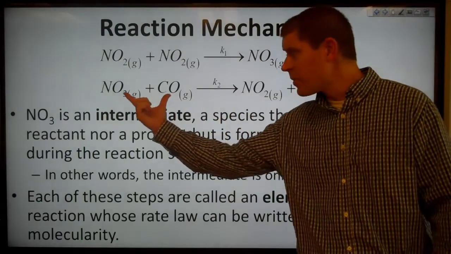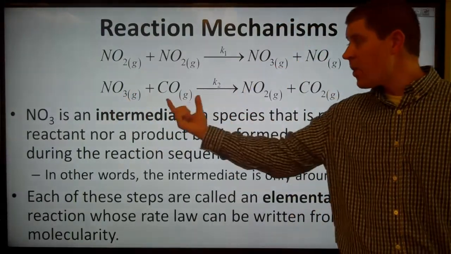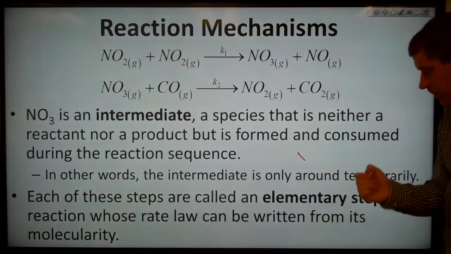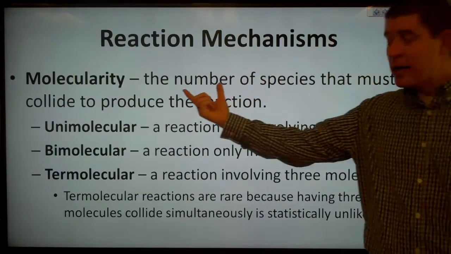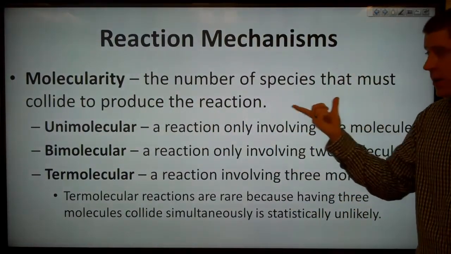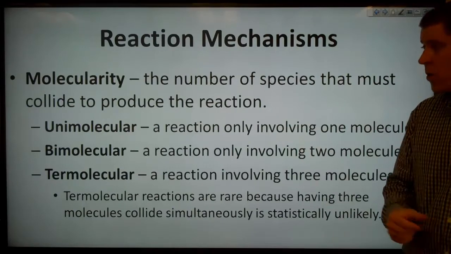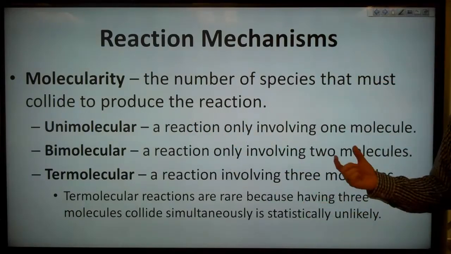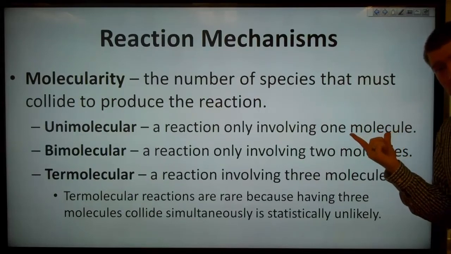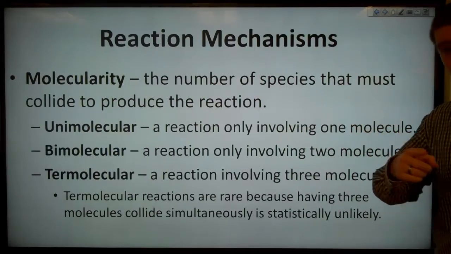Likewise, at the bottom step, our NO3 intermediate has to react with our CO in order for the reaction to occur. The molecularity is the number of species that must collide to produce the reaction. A unimolecular reaction is a reaction that involves only one molecule. Now, I don't mean only one species.